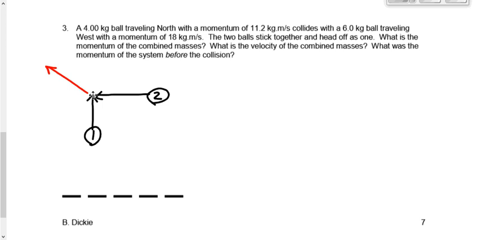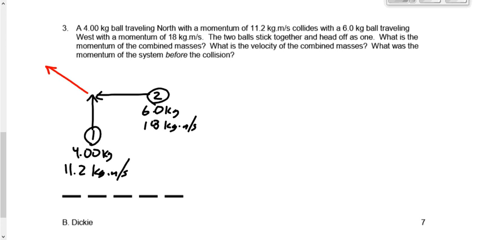All right, we have a mass here for object number 1 of 4.00 kilograms, but we have a momentum this time, not a velocity, of 11.2 kilograms meters per second. That's a little bit different. We used to be given the velocity. Number 2 is 6 kilograms, and its momentum is 18 kilograms meters per second. Okay, we know what to do with this, right?